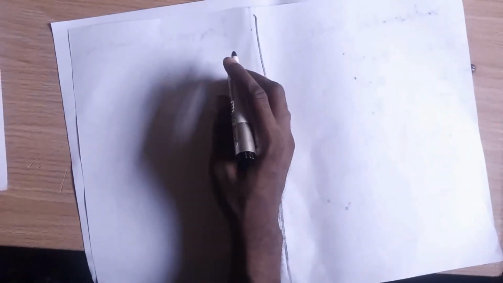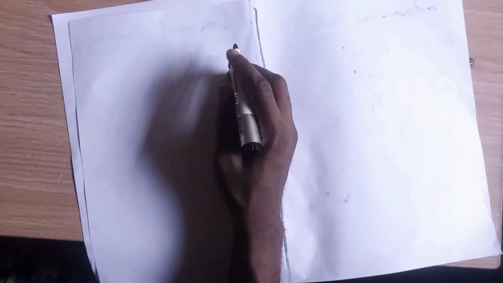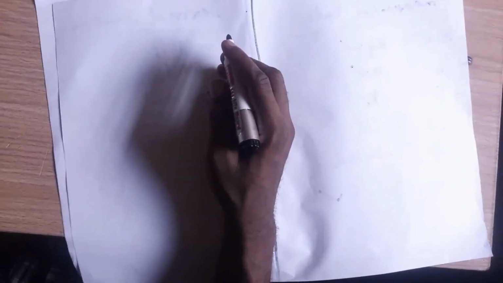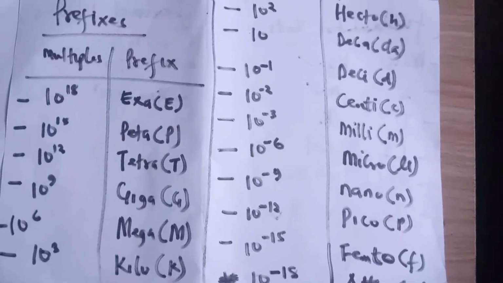And in sciences, why do we have prefixes? We have different prefixes that we consider in sciences, and I'm going to write them out here so you can see them. I'll give you reasons why we use prefixes so you can also understand. Now, prefixes. Let's look at our prefixes.